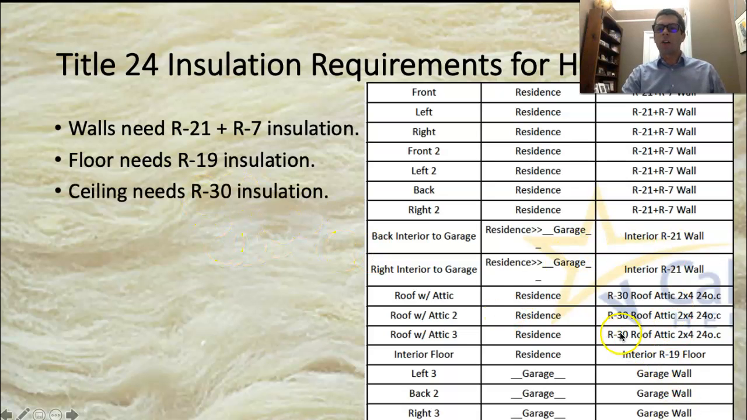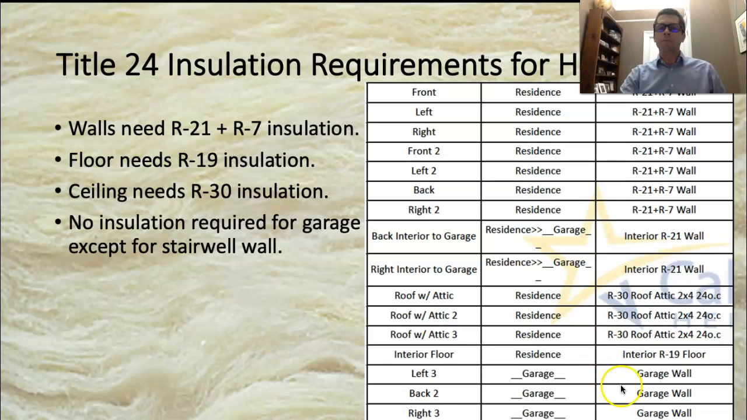And then the ceiling is going to call out for R30. We're going to approach that in a couple different ways. We could do batts, really thick batts, or blow-in, and we'll get to that in a minute. On the garage, they're saying we don't need any insulation except for the wall that's going to back up to that stairwell. We have to insulate that because it's connected to the conditioned space on our ADU.